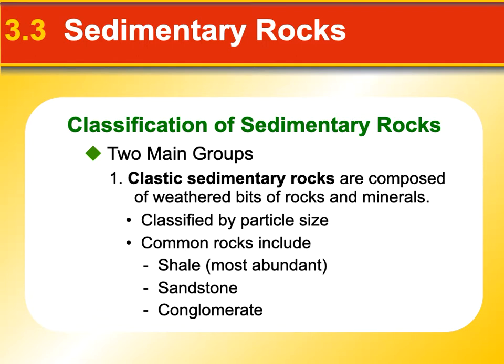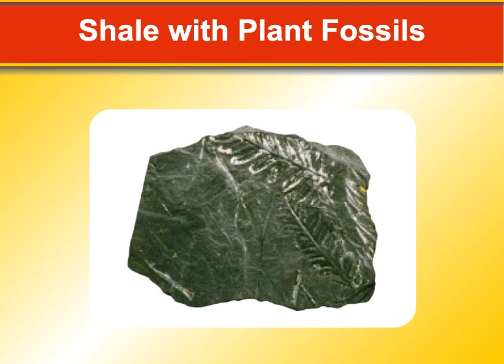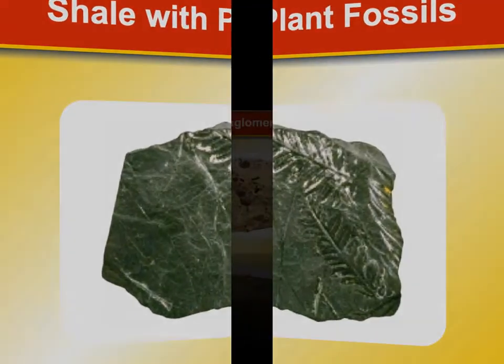Here's a picture of some shale. It's actually got a fossil in it. Can you see the fern here, the little fern frond? So sedimentary rocks, particularly clastic sedimentary rocks, can oftentimes contain fossils. That's where we find a lot of fossils, because they're broken up bits of stuff that have hardened together, so things can get trapped between there, especially if it's very fine, like a shale.